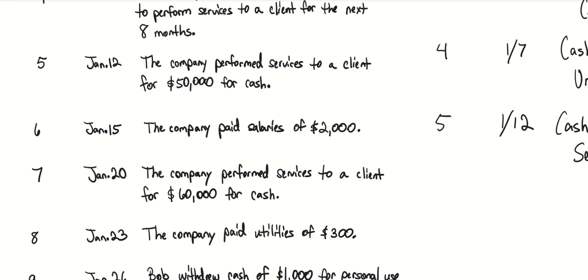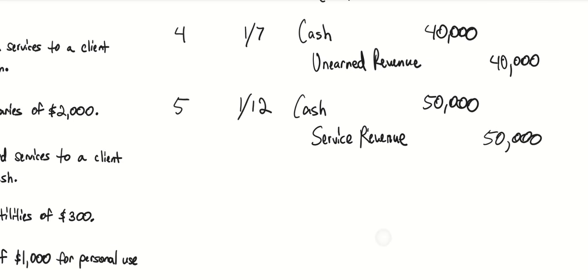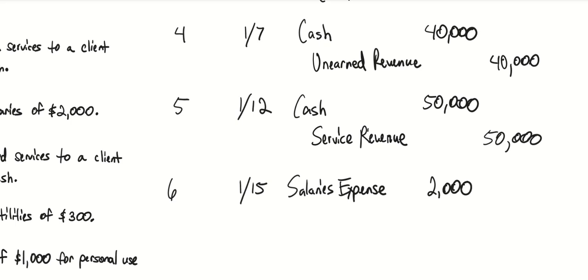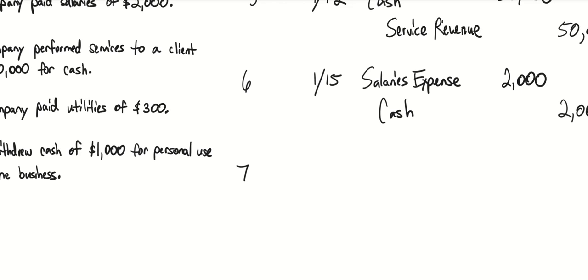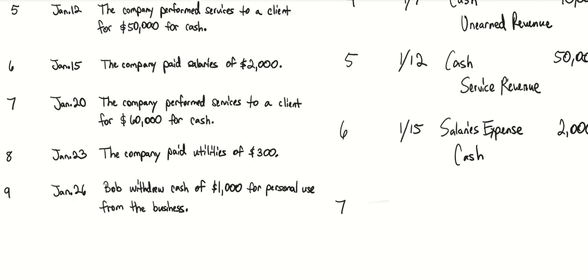Transaction 6, January 15th. The company paid salaries of $2,000. Okay, so transaction 6 that occurred on January 15th. So salaries were paid for $2,000. So we know that salaries was paid, which means that salaries expense will need to be debited for that $2,000. How did they get paid? By cash. So cash is going to be credited for that same amount.